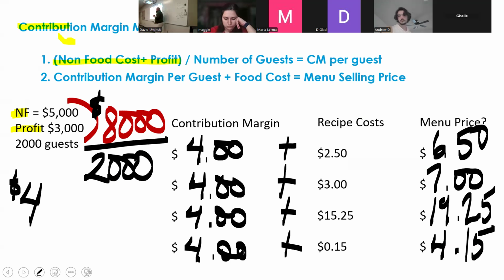But if we look again at that price value relationship, if we price our iced tea and our sodas at $4.15, how many of our guests are going to buy sodas and tea versus opting for the free water? I'd go for the free water. How many of you would pay $4.15 for a soda?